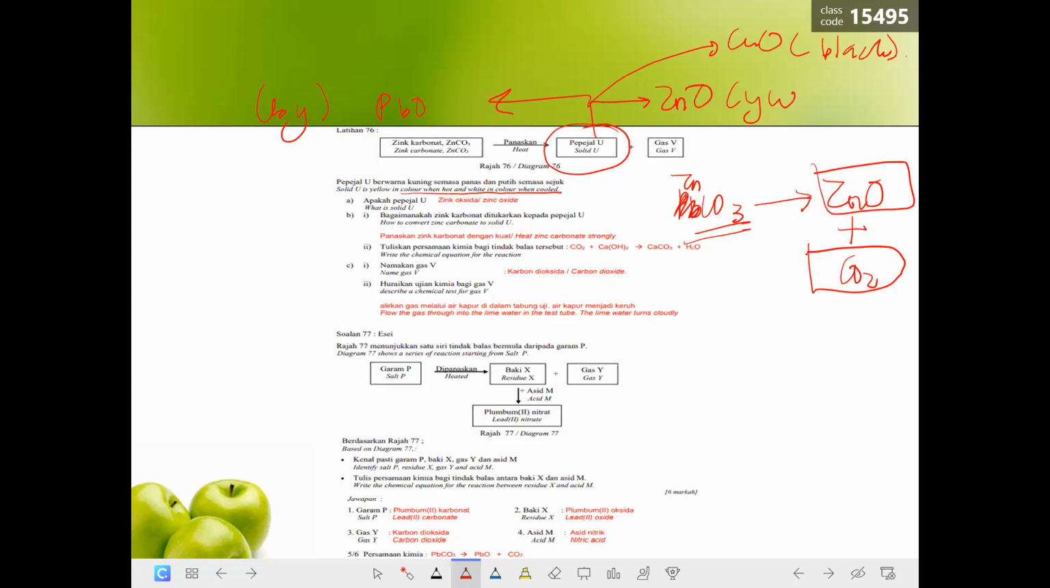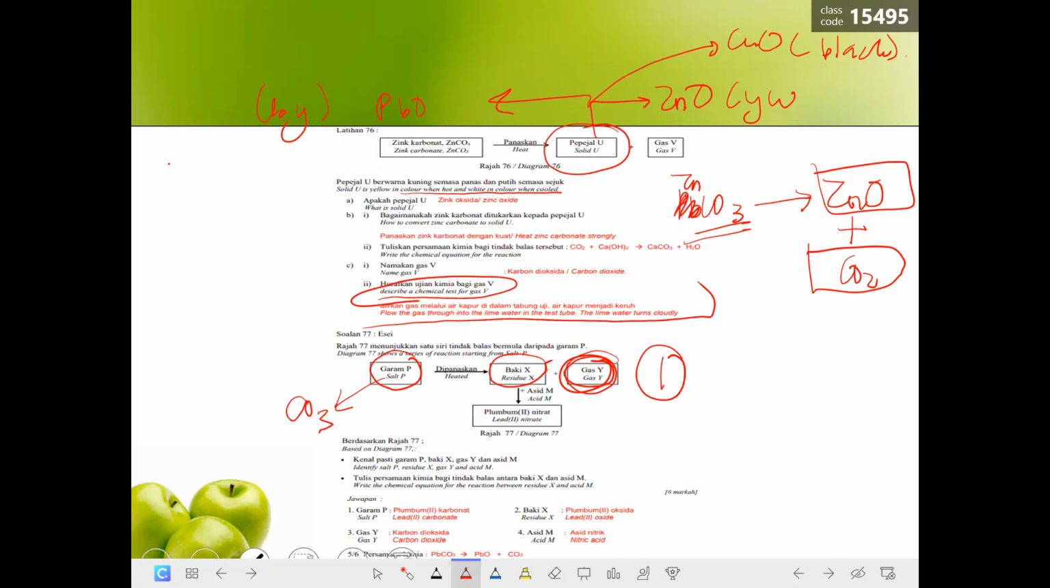Okay, so how can I describe a chemical test? Always the same thing. Pass the gas through lime water and the lime water will turn cloudy. Okay, let's look at the next question. Salt P, I heat it up. I get residue and gas Y. How many gases are being formed here? 1. Okay, if 1 gas, what must my salt have? Carbonate or nitrate? Carbonate.